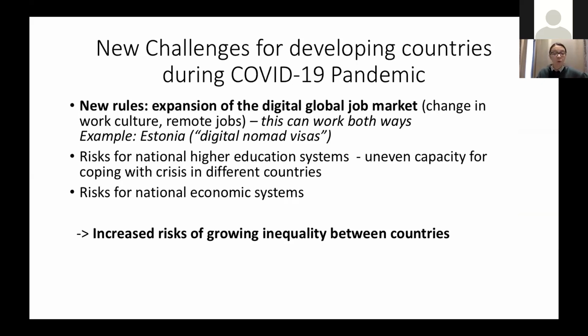However, this can work both ways, and it also includes opportunities. For example, Estonia launched a very interesting initiative, digital nomad visas, and other countries also can elaborate different policies, not only to keep their students at their national job markets, but also to collaborate with those students who decided to stay abroad.